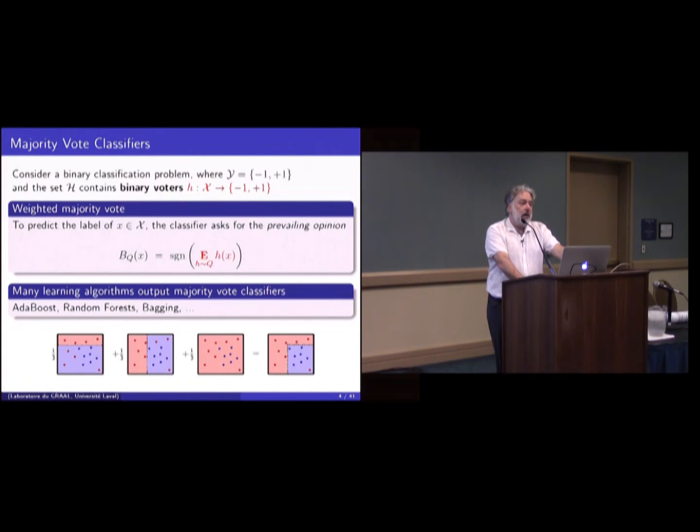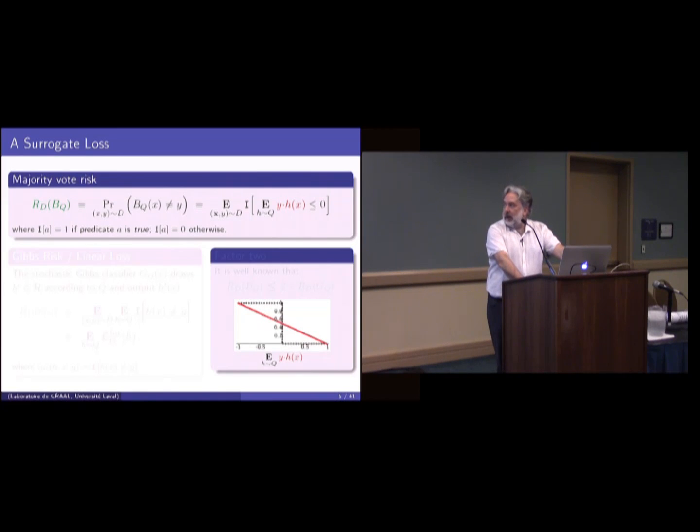Of course, all the ensemble methods are of that kind, but you can also see a support vector machine as a majority vote, and the last layer of a neural network as some kind of majority vote. What's Q? Q is the weight that you give to the voters. We will call it the posterior. And the risk of the majority vote is basically the probability that the majority vote makes an error. So it's the probability that more than half of the voters, given their weight, misclassify.